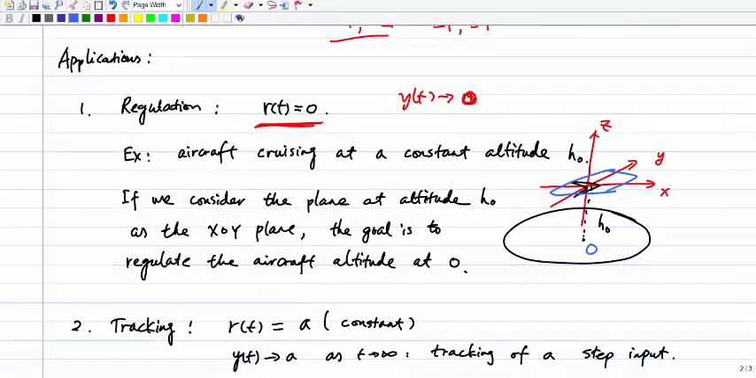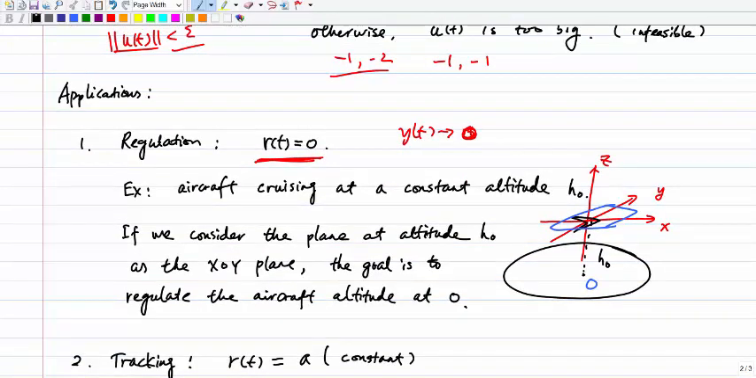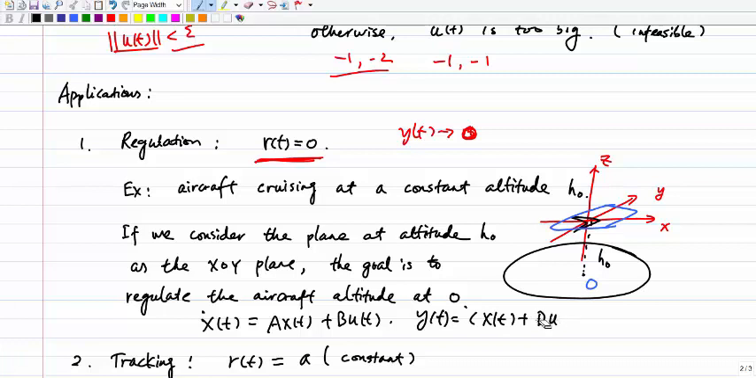So if you have some linear system of the altitude, for example, let's say x dot(t) is Ax(t) plus Bu(t), and y(t) is Cx(t). Actually not Du(t). Let's assume that my y is the altitude.